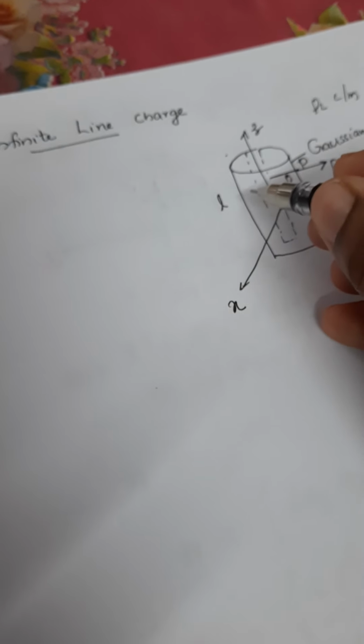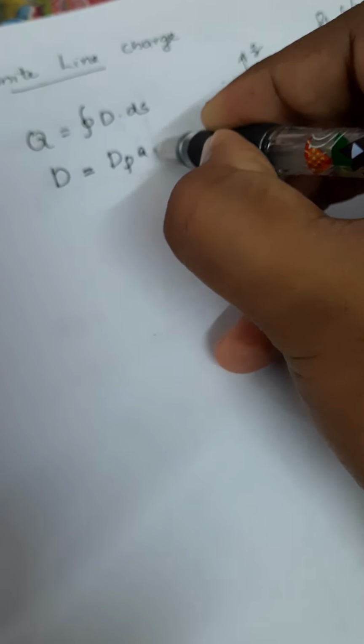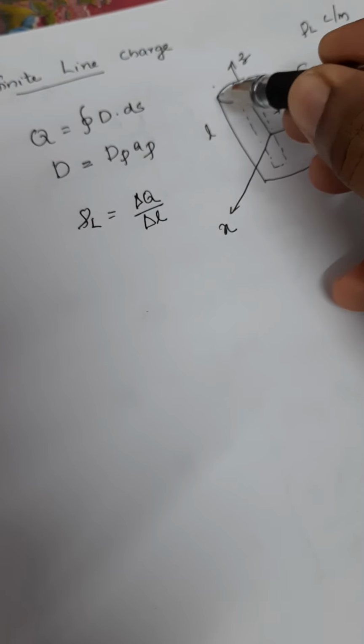Now we apply Gauss's law here. We know that according to Gauss's law, Q will be equal to the closed integral D dot ds. Here the normal component of the flux density along the rho direction is D rho, so D can be written as D rho a rho. From the linear charge density, rho L is equal to delta Q divided by delta L, and here the total length is L.